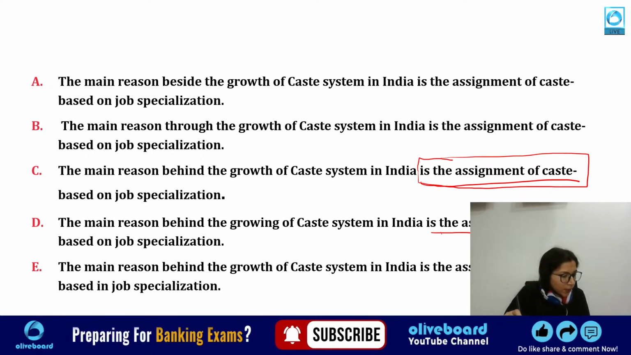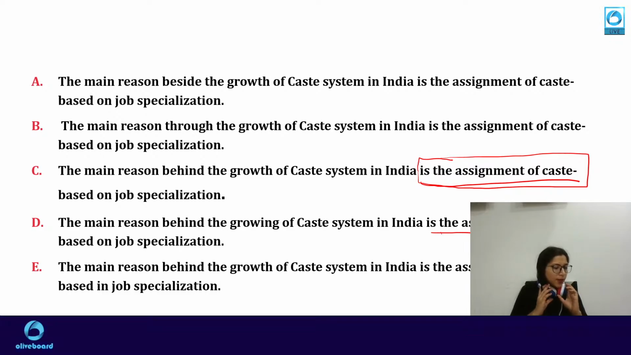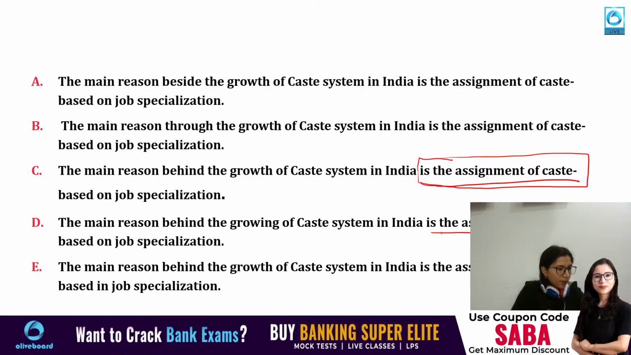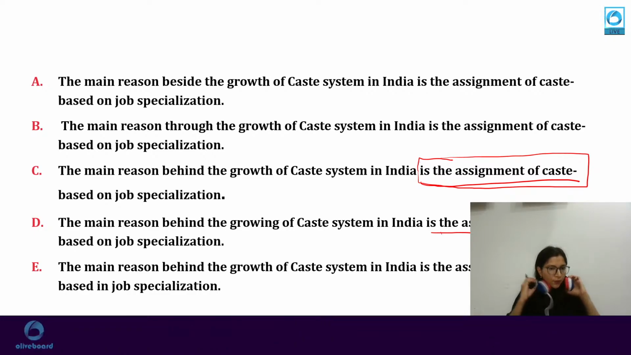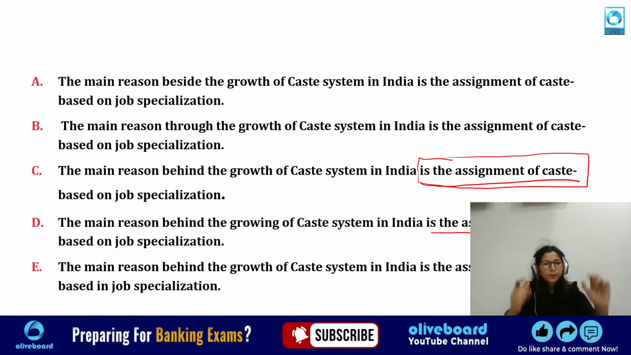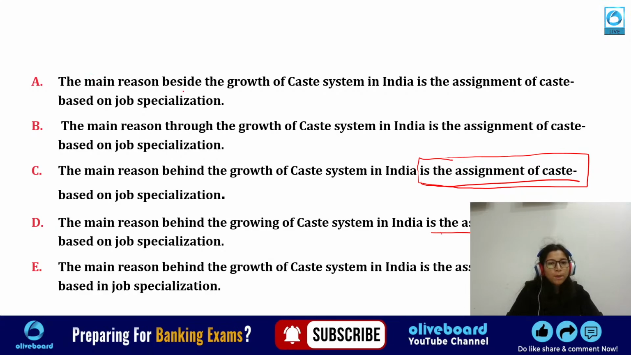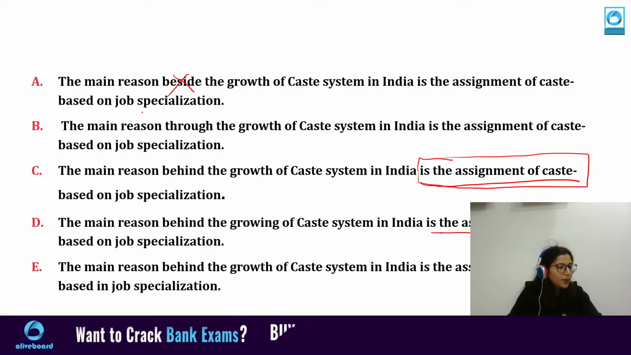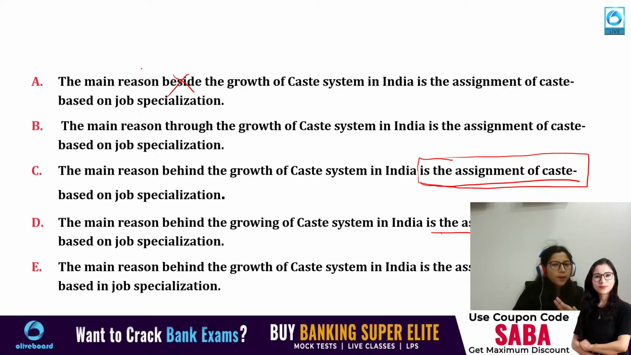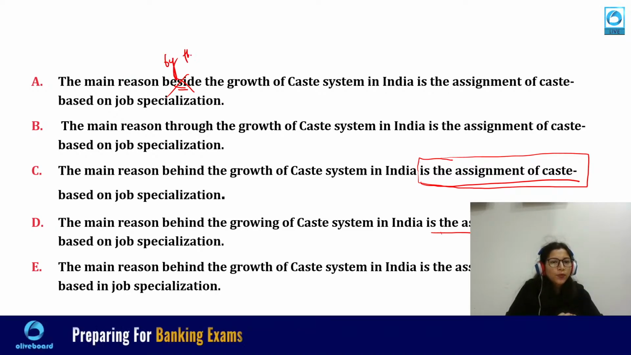Okay. Now I started getting answers. Mrunal is saying C. Others, C. Very good. Let me see. I will have to read the sentence. Let me see. The main reason beside the growth. We can cut this first. Beside means by the side of someone. Okay, so this is incorrect. Beside is not a suitable choice here because beside means by the side of.